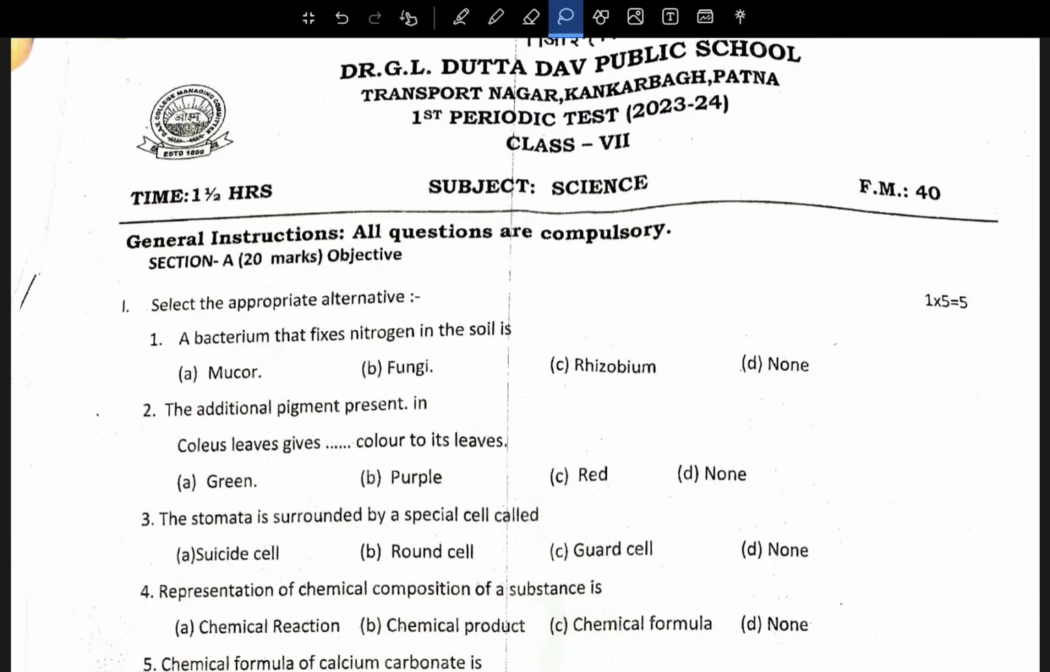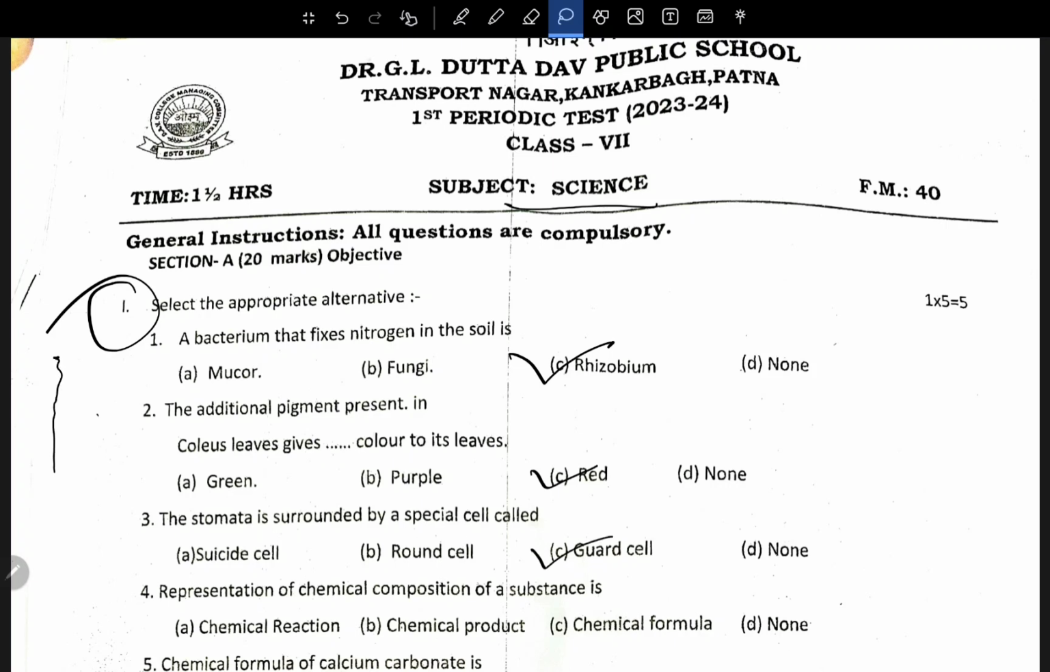Let's solve the first periodic test question papers of science. Okay, so first is MCQ. A bacterium that fixes nitrogen in the soil is rhizobium. Additional pigment present in cauliflower leaves gives red color, though it has other color also, but in the book it is given red. The stomata is surrounded by a special cell called guard cell.